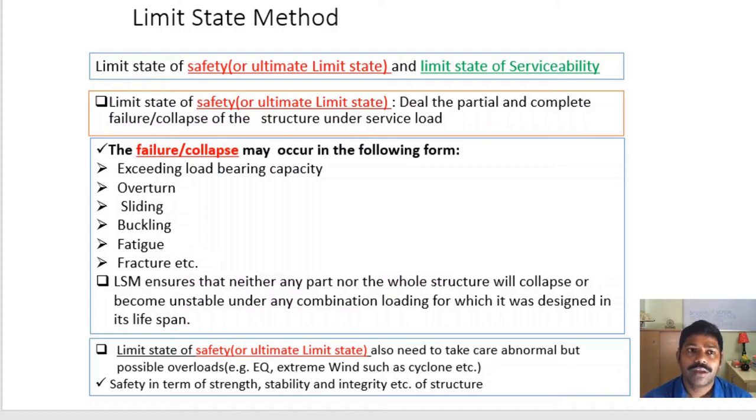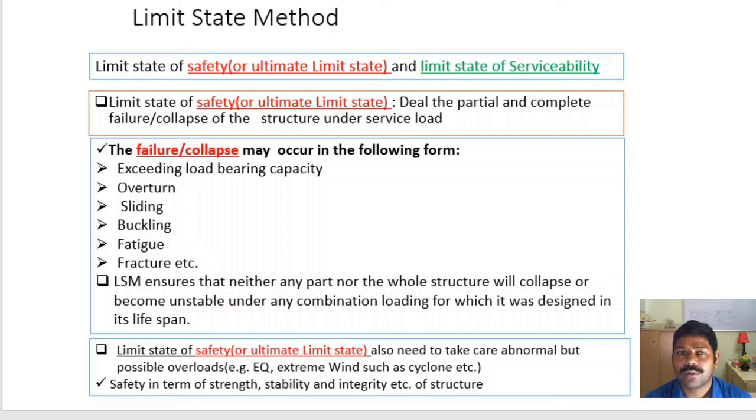So basically, the limit state method is based on two things. One is the limit state of safety, or ultimate limit state, and the other is the limit state of serviceability. In the limit state of safety, you are ensuring safety against failure on the strain of the material, stability, and the integrity of the structures.